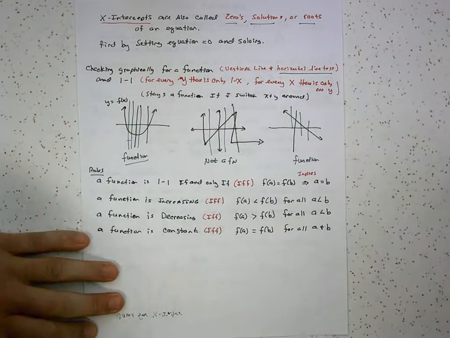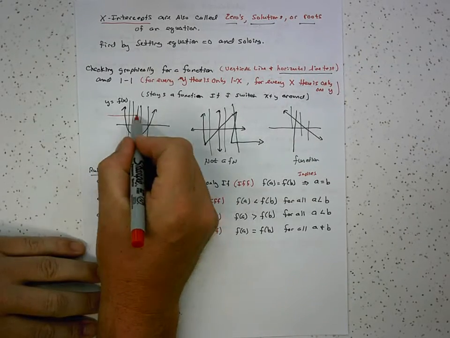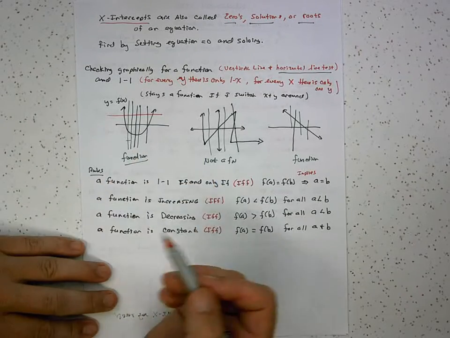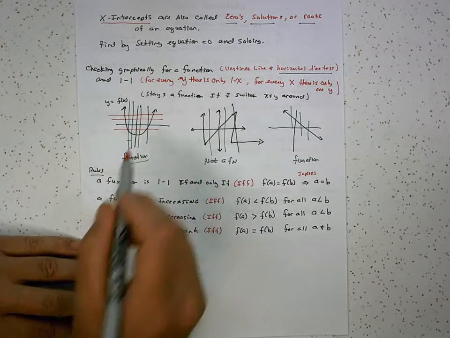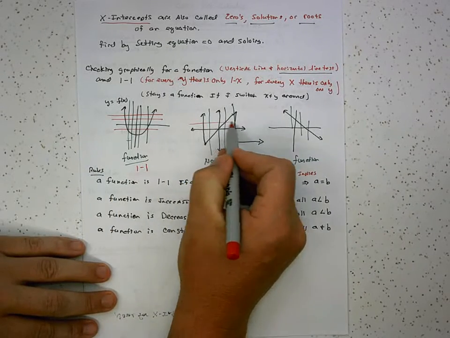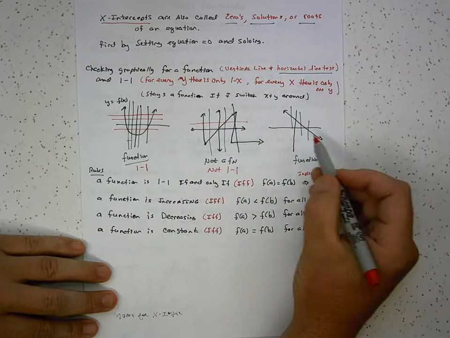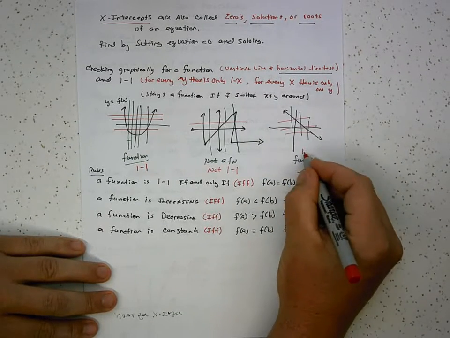We also have what's called the horizontal line test. The horizontal line test tells us if it's 1 to 1. Okay, 1 to 1 means that for every x there's only one y, but also for every y there is only one x. So if I look at these graphs again, the parabola, I do the vertical line test to see if it's a function. I do the horizontal line test to see if it's 1 to 1. This one is 1 to 1. This graph, it's not a function, it's not 1 to 1. This one is a function, it is 1 to 1.